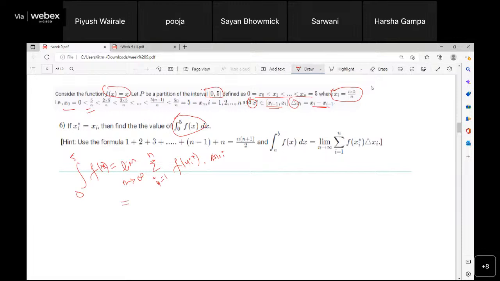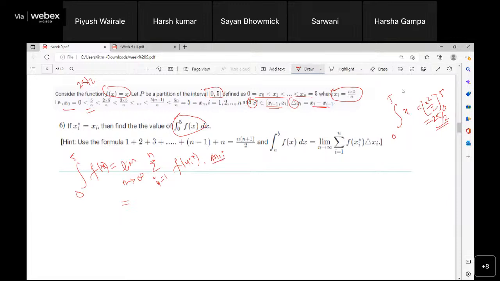If any one of you knows the integral, what is the integral of x from 0 to 5? Sir, x square by 2. X square by 2, and we have to put in the values, so it is 5, and it will be 25 by 2. It's a definite integral, so our answer should be 25 by 2 by calculating this. Now let's see what our answer is by the Riemann sum.